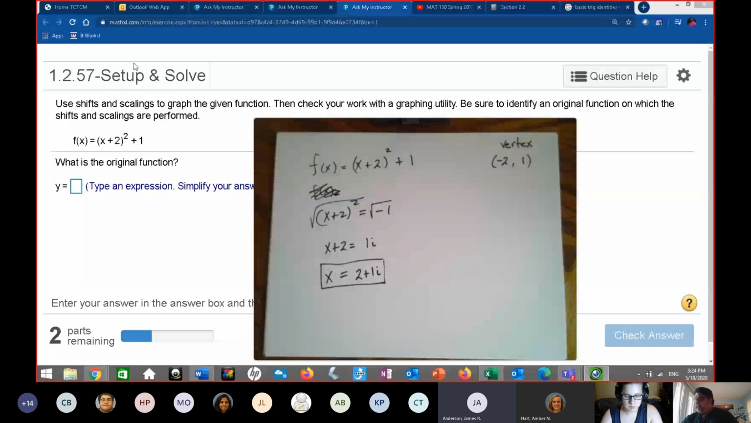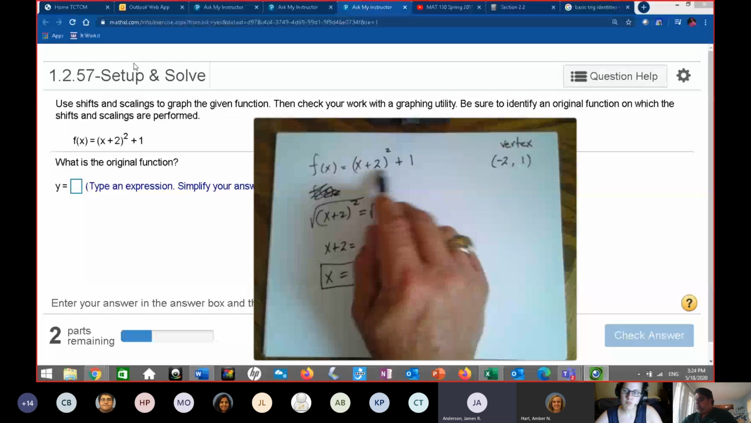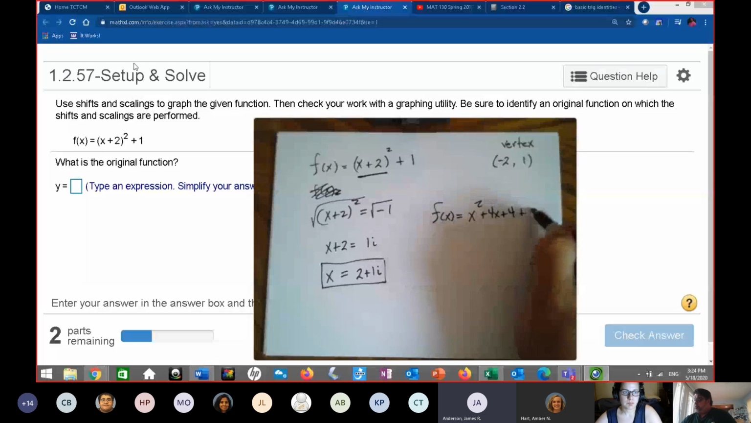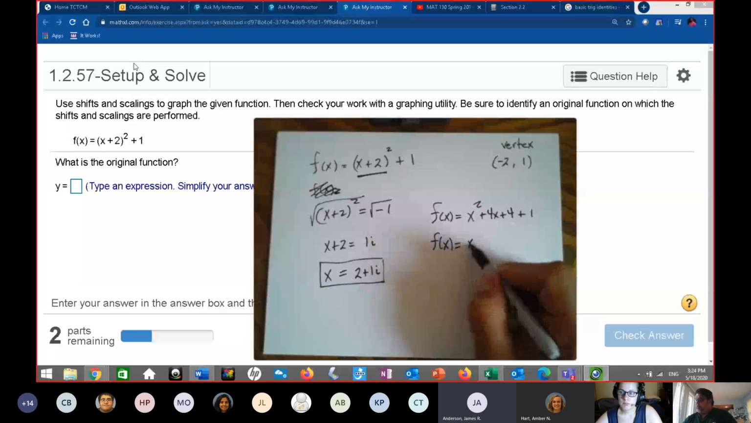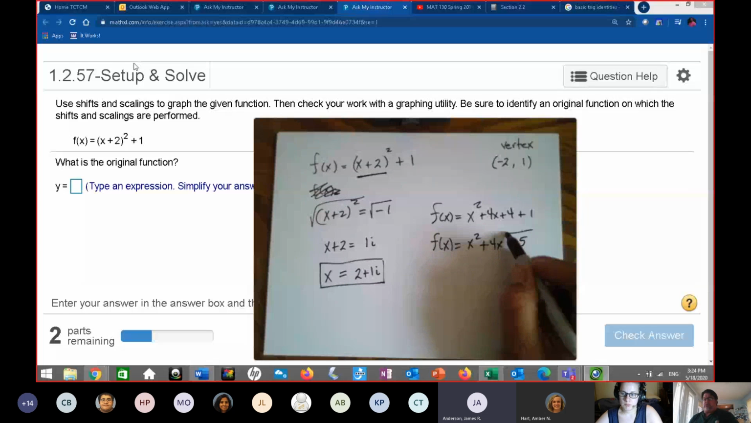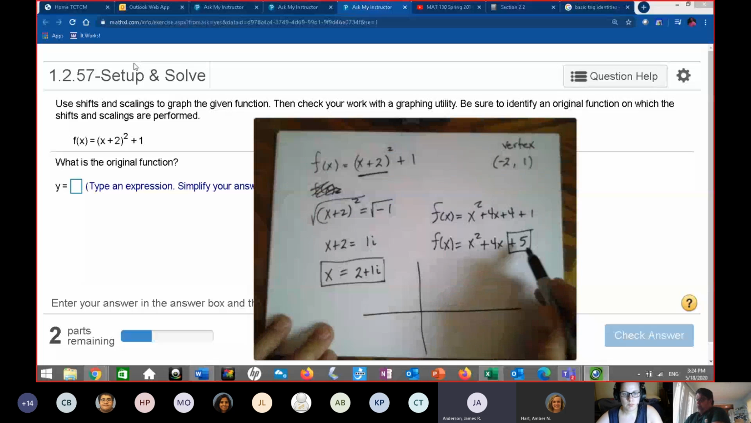And then we're going to find the y-intercept. So just unfold all of this. F of x is equal to, shortcut number 1, x squared plus 4x plus 4 plus 1. F of x is equal to x squared plus 4x plus what? Plus 5. Now you can draw your graph. My y-intercept is plus 5.